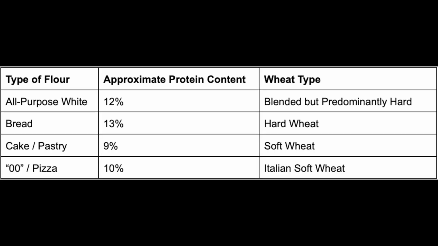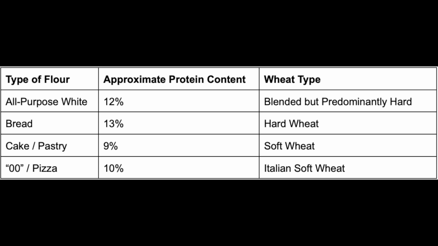This table summarizes some of the key differences between the different types of flour used. So as you can see, hard wheat tends to have a higher protein content, and this allows it to have more of a gluten forming ability. This results in doughs that have a very strong gluten network and a more chewy crumb. That's why it's used for things like bread.